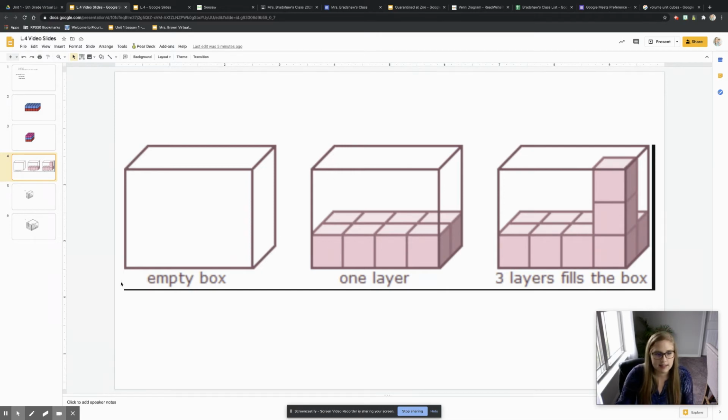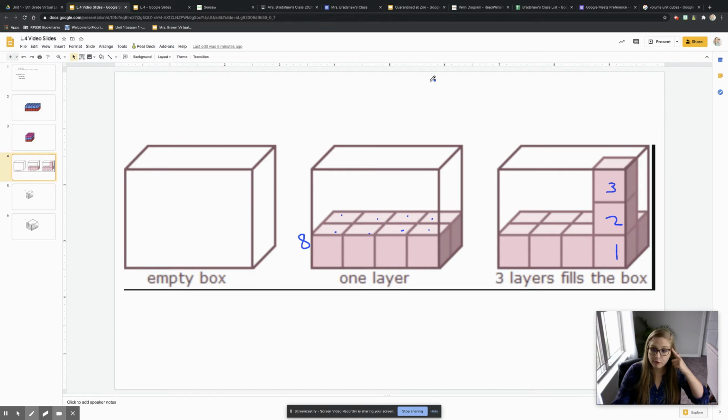And in this case, the base here holds 1, 2, 3, 4, 5, 6, 7, 8. The base holds 8 cubes. Well, they need to know now how many layers would fit within that box so that they can figure out how many cubes they would need. So they see, okay, 1 layer, 2 layers, 3 layers.